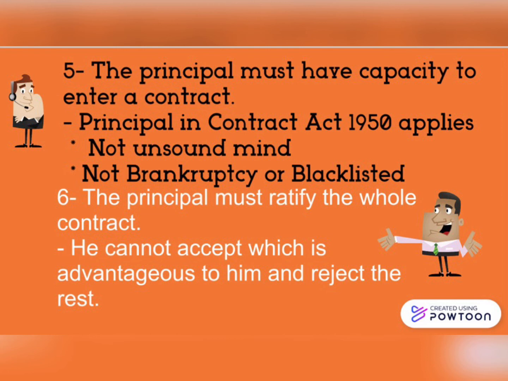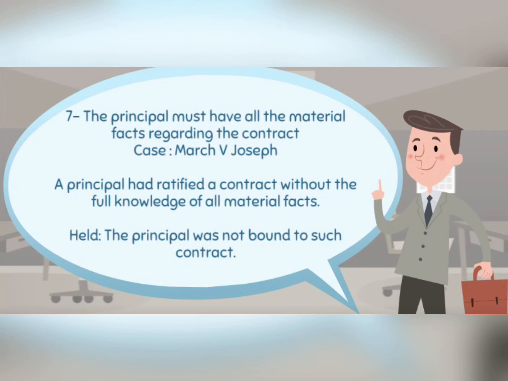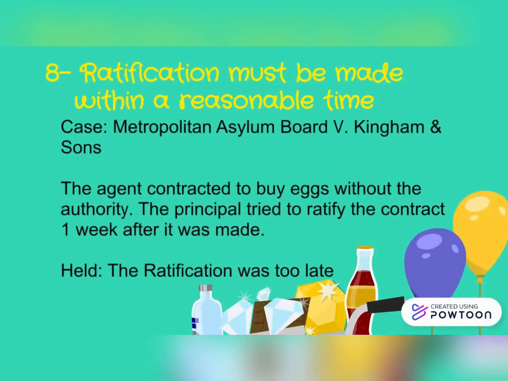Number 6. The principal must ratify the whole contract. He cannot accept what is advantageous to him and reject the rest. Number 7. The principal must have all the material facts regarding the contract. Case under March versus Joseph: a principal had ratified a contract without the full knowledge of all material facts. Hence, the principal was not bound by such contract.